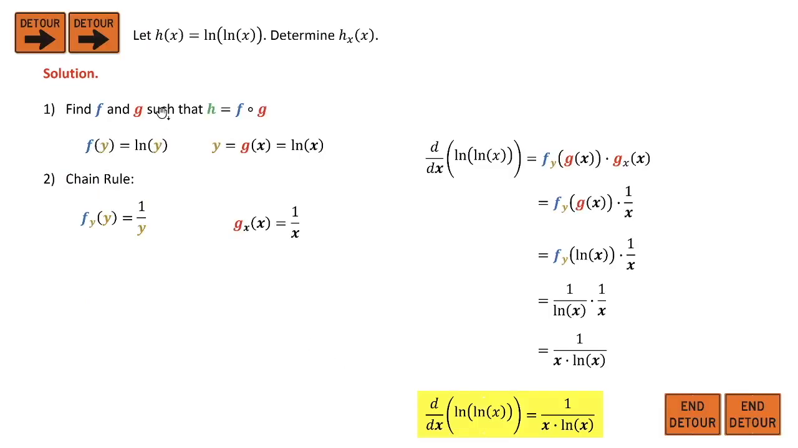Okay, let me do it. I'm going to have log of log x. So if I'm going to use a chain rule, I need functions f and g such that h equals f of g. I'm going to take g of x to be log x. I'm going to take f of y as log y. I take their respective derivatives. The derivative of log x is 1 over x. The derivative of log y is 1 over y. So this is my data. I'm going to plug it directly into the chain rule formula to get this expression here.